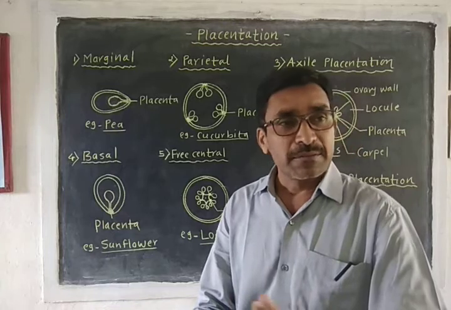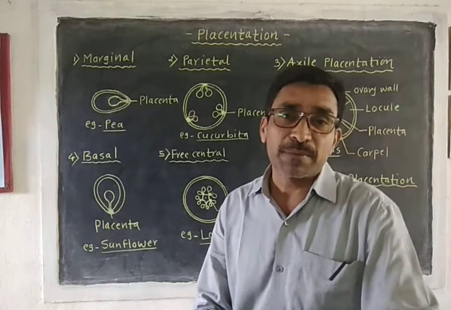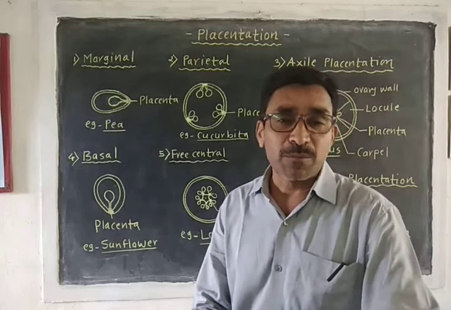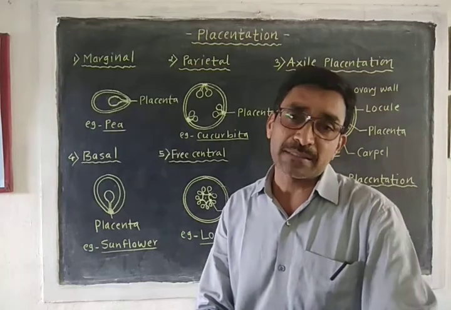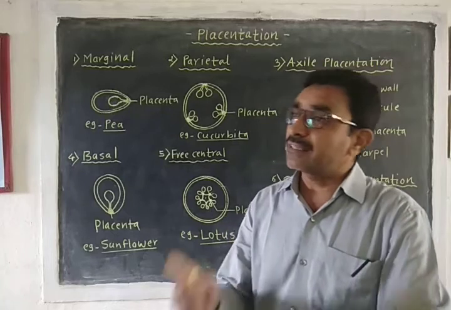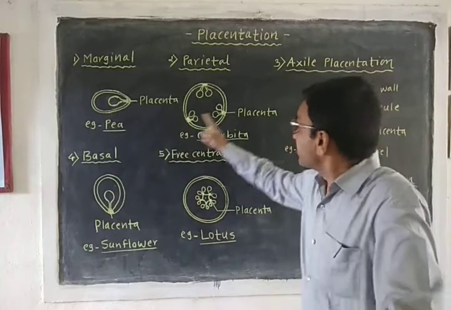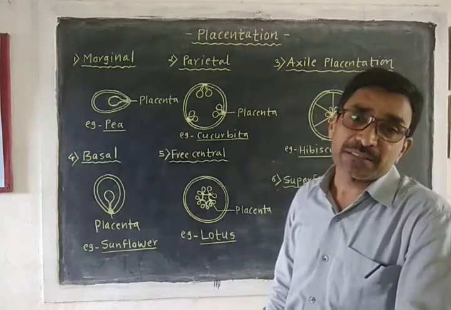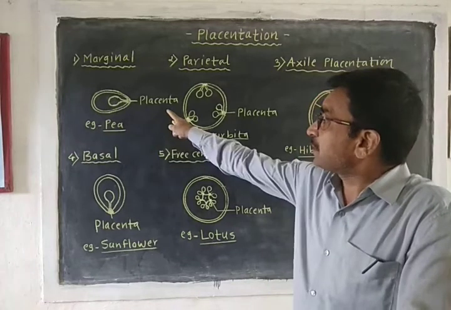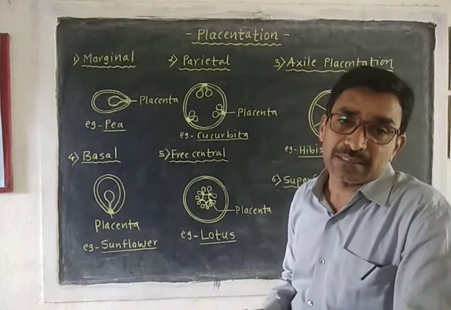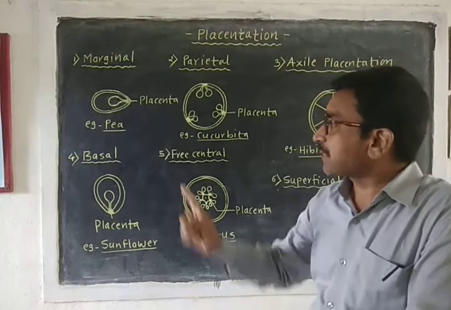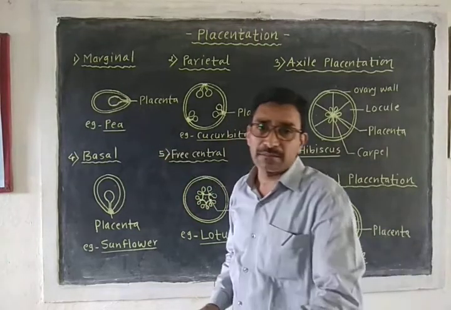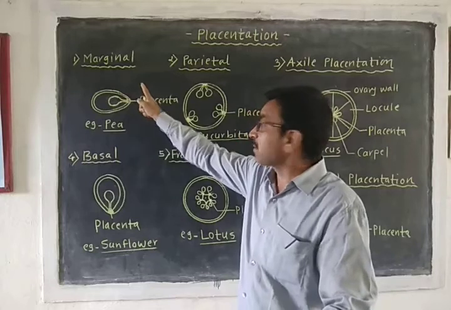Okay, we studied the definition of placentation: the mode of arrangement of ovules or carpels within the ovary is called placentation. And we saw the different ways in which ovules and carpels are arranged. When ovules and carpels are at the margin, we call it marginal placentation. Means the placenta is present at the margin of the ovary, hence called marginal placentation.